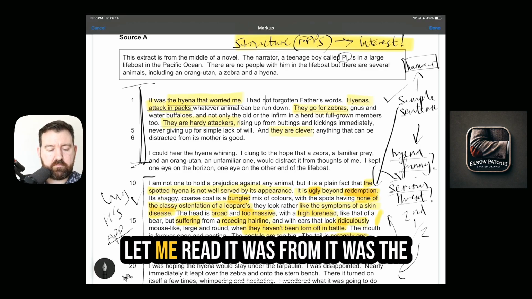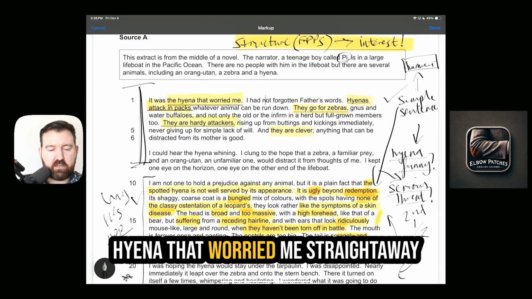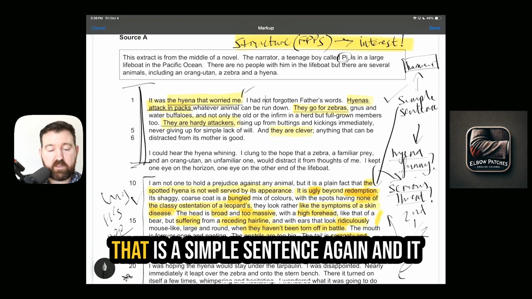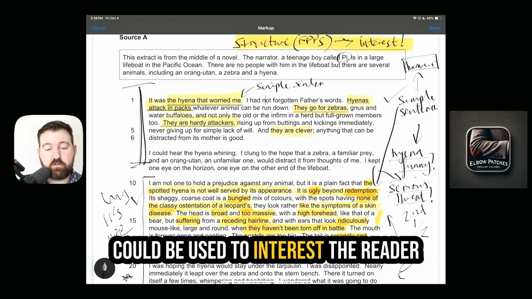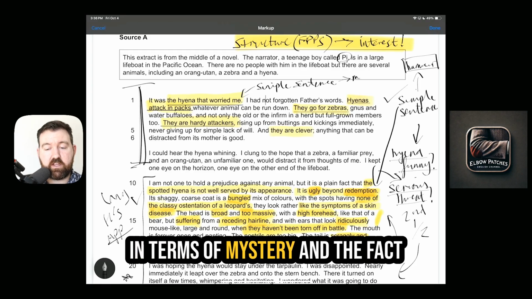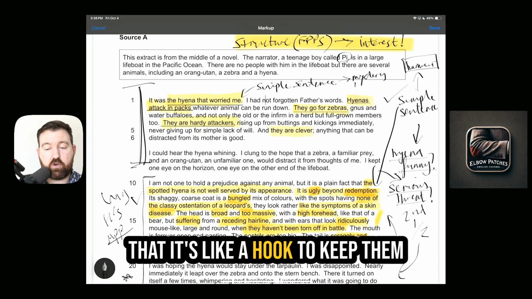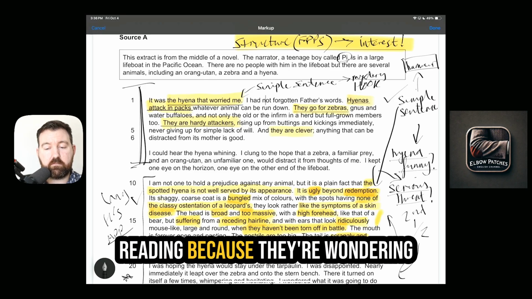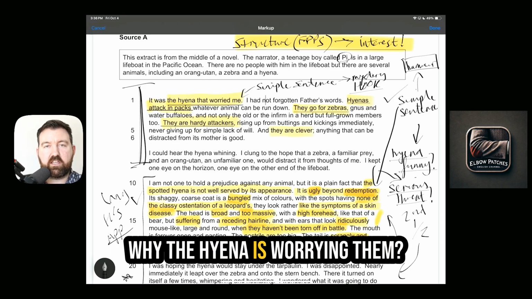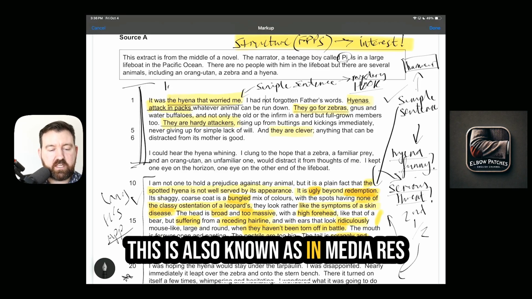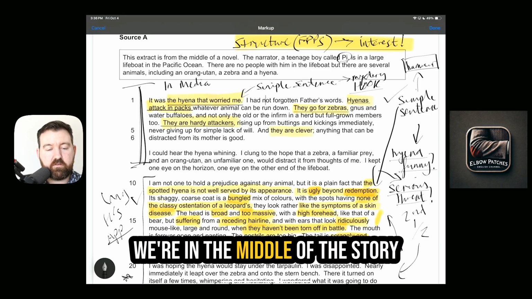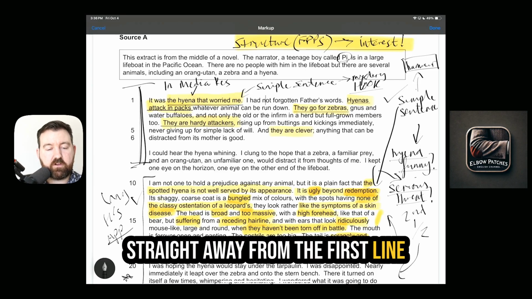So let me read. It was the hyena that worried me. Straight away, that is a simple sentence again, and it could be used to interest the reader in terms of mystery and the fact that it's like a hook to keep them reading because they're wondering why the hyena is worrying them. This is also known as in media res. We're in the middle of the story straight away from the first line here.